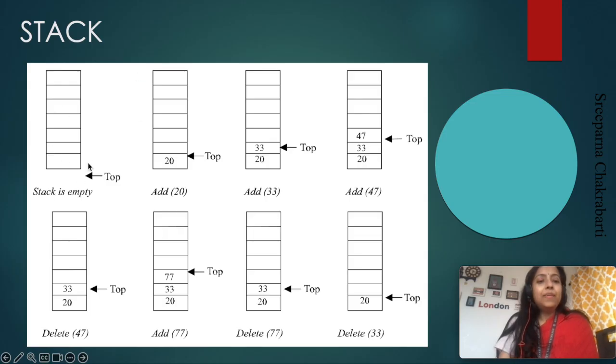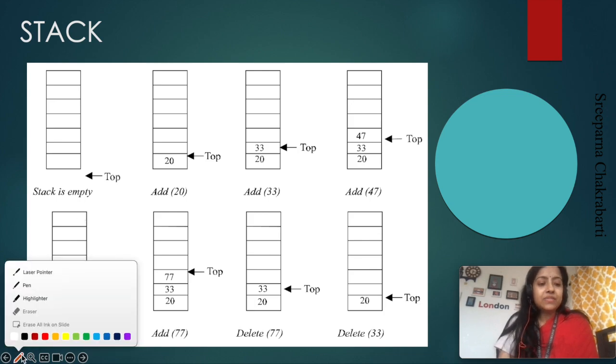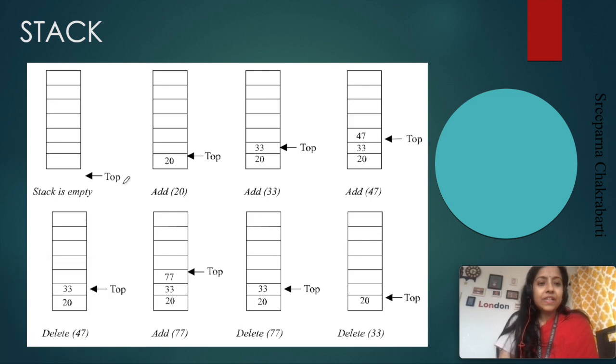When the stack is empty, the value of the top here is equal to -1. This top is equal to -1. So if the top is -1, we should understand that the stack is empty.